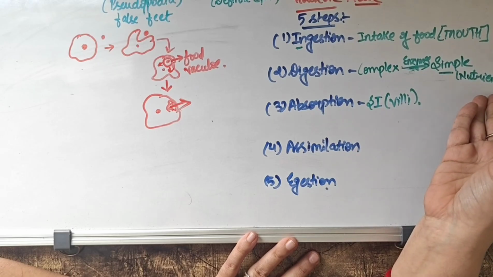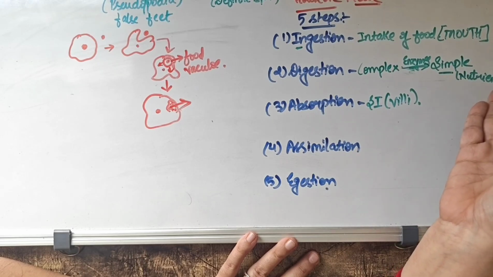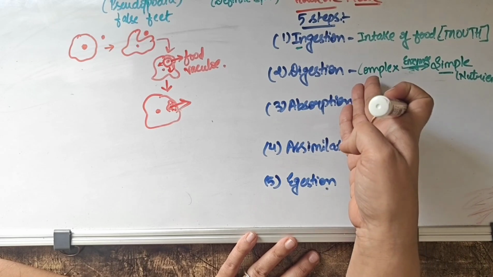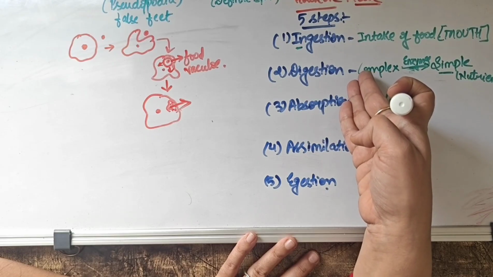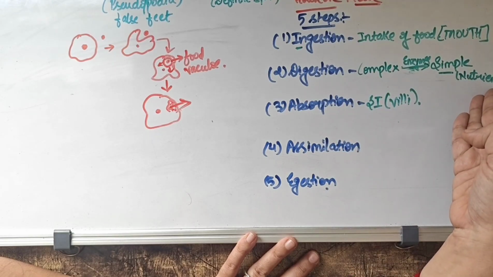Because this is what your body is going to absorb at the end of the day. This is what your body needs at the end of the day. It does not need this complex version. It can't do anything out of it, but it needs this simple or the nutrient version.